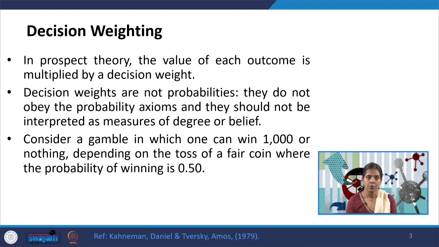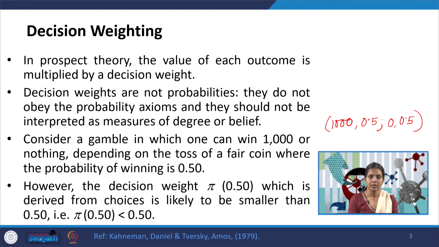Consider a gamble in which one can win 1000 or nothing depending on the toss of a fair coin, where the probability of winning is 0.5. So, the prospect is like you can win 1000 with a probability of 0.5 and you win nothing with a probability of 0.5. However, the decision weight pi(0.5), which is derived from the choice, is likely to be smaller than 0.5, that is pi(0.5) is less than 0.5.